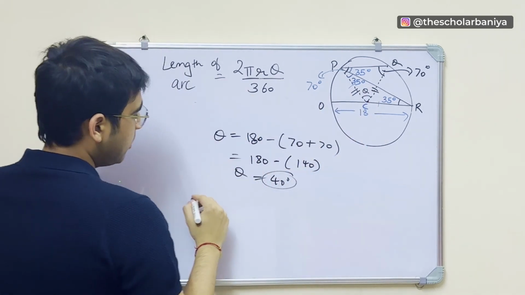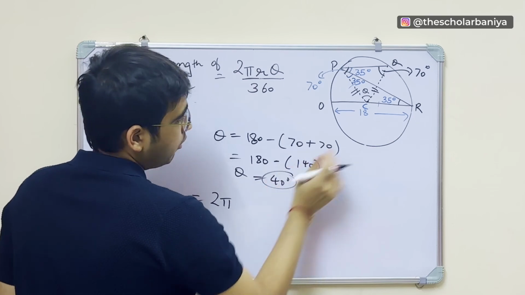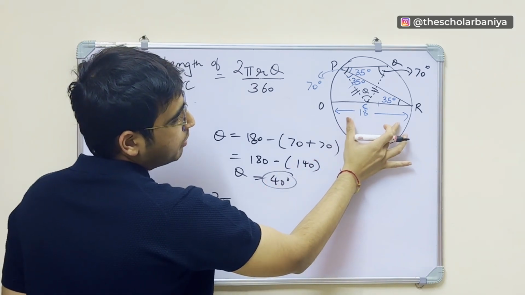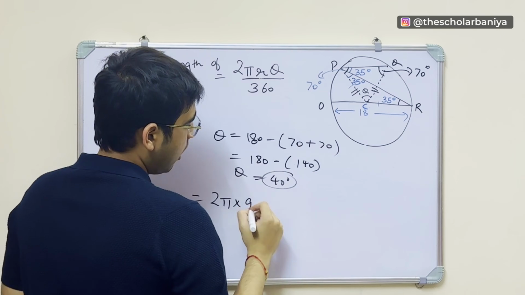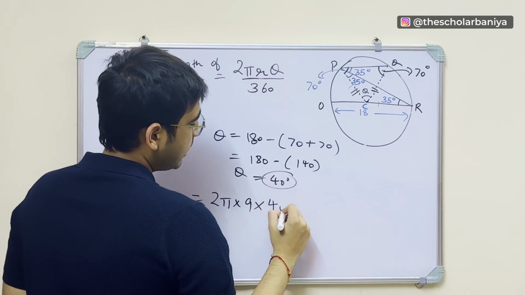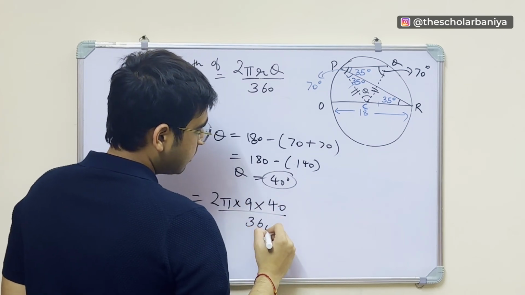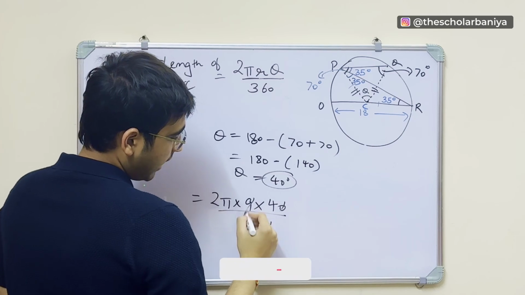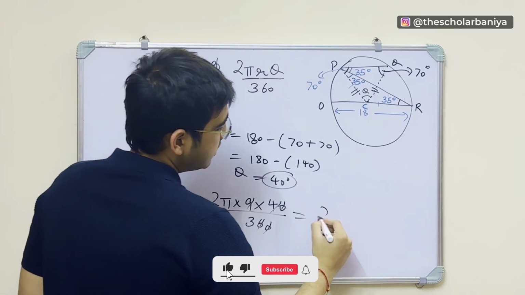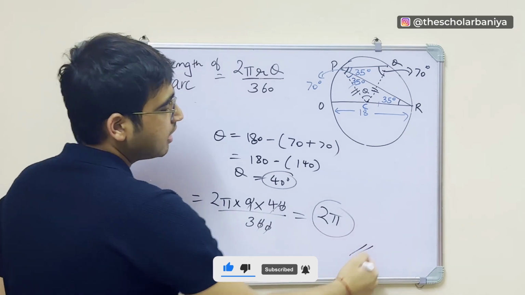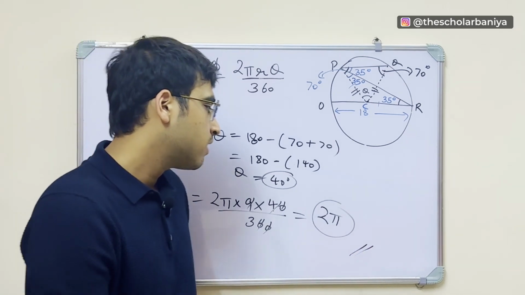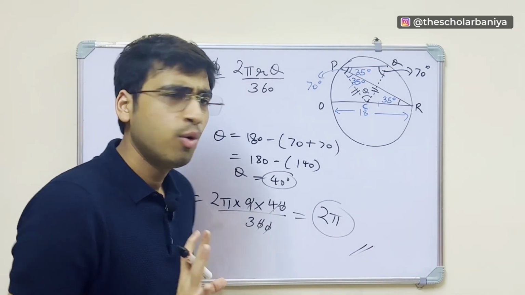Now if you apply the formula, 2 pi r, what is r? R is 18 upon 2, because 18 is the diameter, so the radius will be half. So 2 pi into r, which is 9, into theta, which is 40, upon 360. So this is 2 pi. This becomes the final answer, that the length of the minor arc will be 2 pi. I hope this is clear.